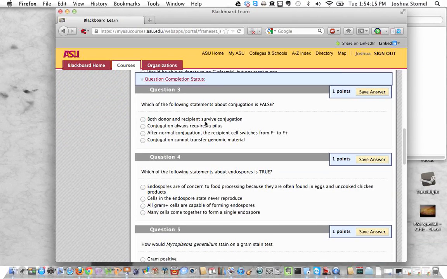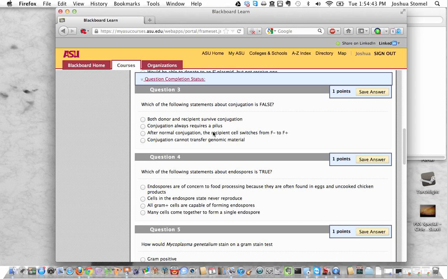Question 3, which of the following statements about conjugation is false? Both donor and recipient survive conjugation. We just talked about that, and that's true. Both donor and recipient cell do survive conjugation. Conjugation always requires a pilus. Well, the transfer of genetic material through a pilus is the definition of conjugation, so that's true as well.